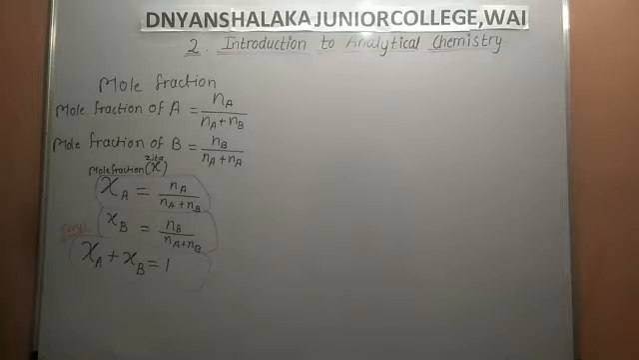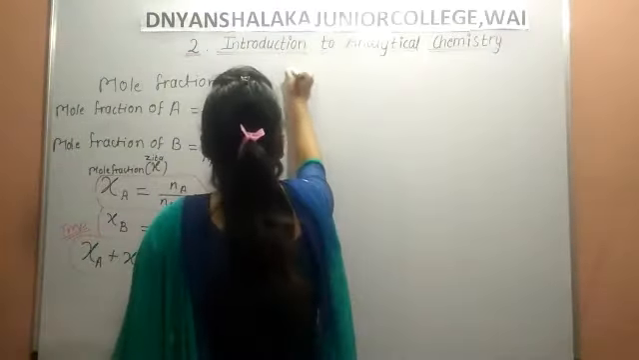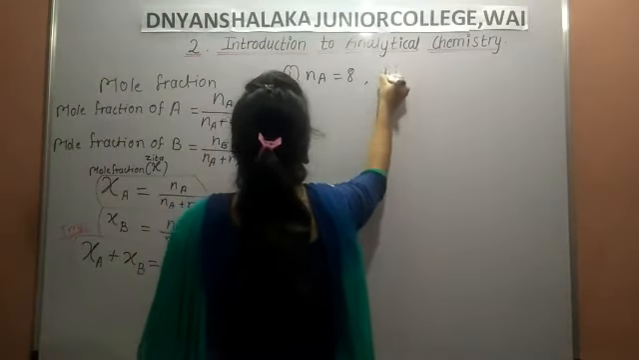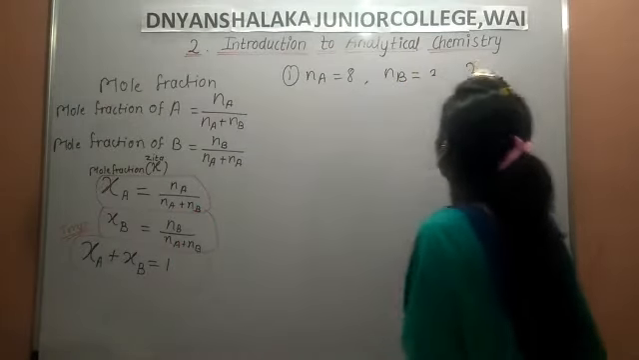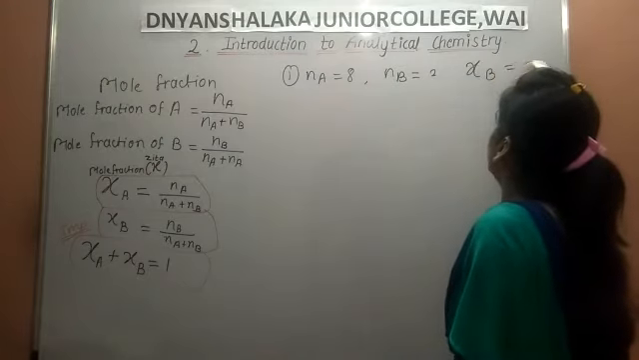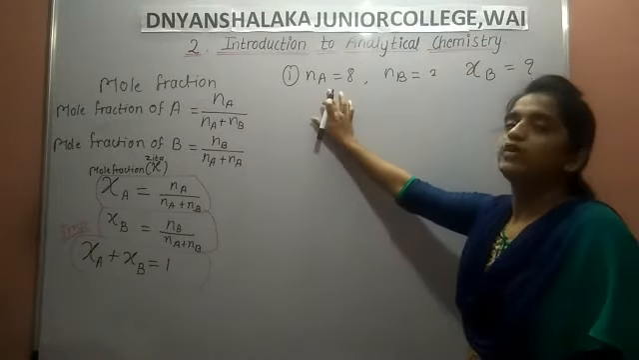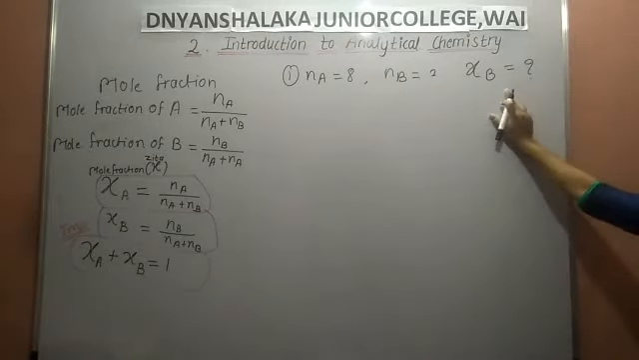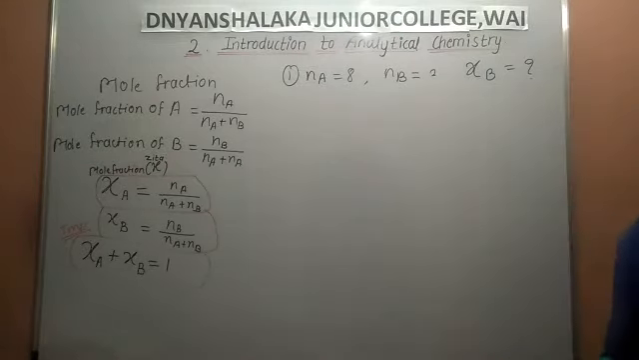So let's solve an example. First example, we are given the number of moles of A component equal to 8 and the number of moles of B component equal to 2, and we have to find the mole fraction of B component. So using this formula we calculate the mole fraction of B component.